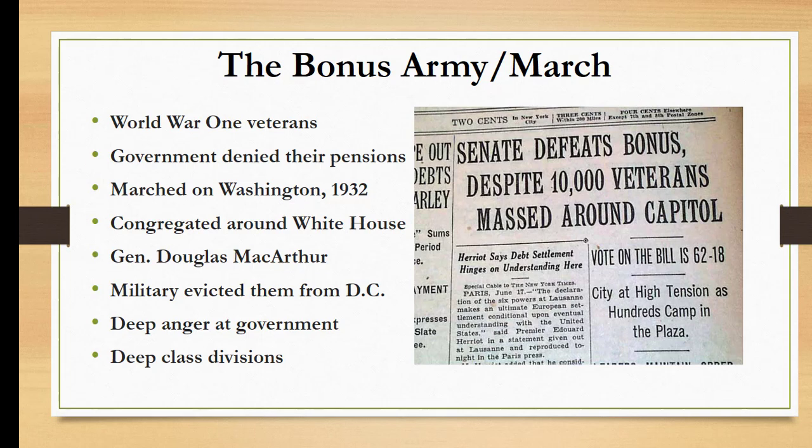And Hoover decides not to wait. He calls in General Douglas MacArthur with the regular army to forcefully remove these World War I veterans from Washington, D.C. They evict them from their main camp, and this is going to create deep anger and resentment at the government. It's going to deepen class divisions, and the country is ready for Hoover to go, basically, after he called on the regular army to remove this army of World War I vets.